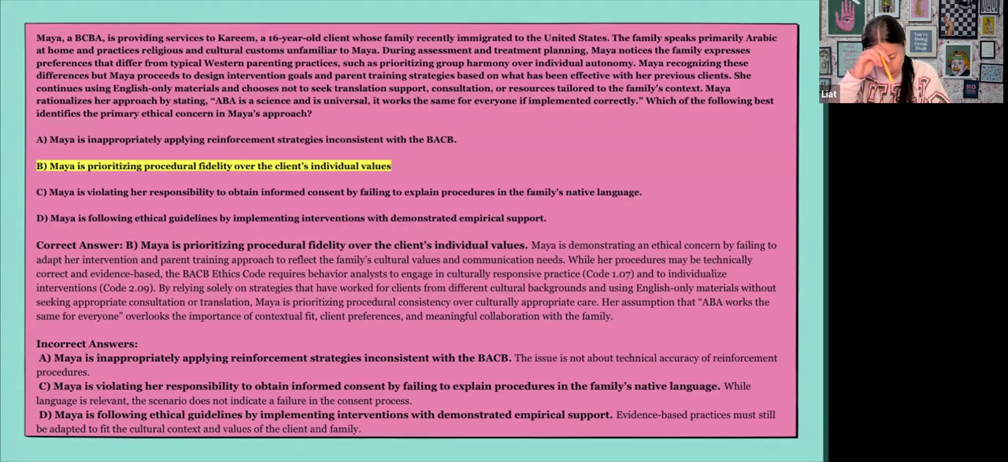Maya justifies her approach by stating, "ABA is a science and it's universal. It works the same for everyone if implemented correctly." Which of the following best identifies the primary ethical concern for Maya's approach?